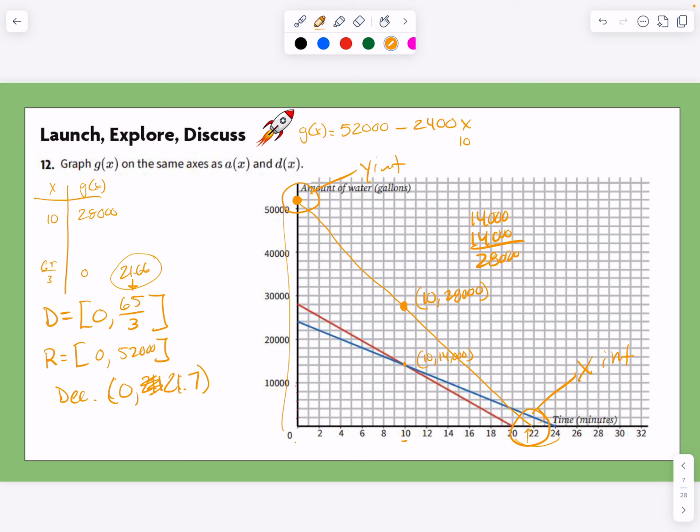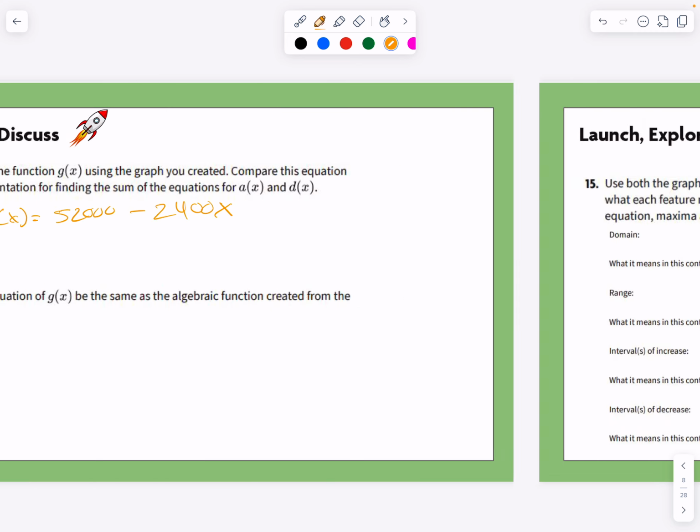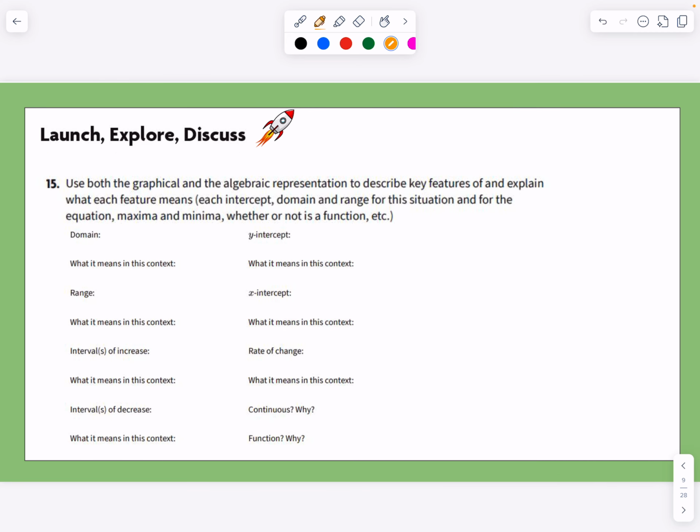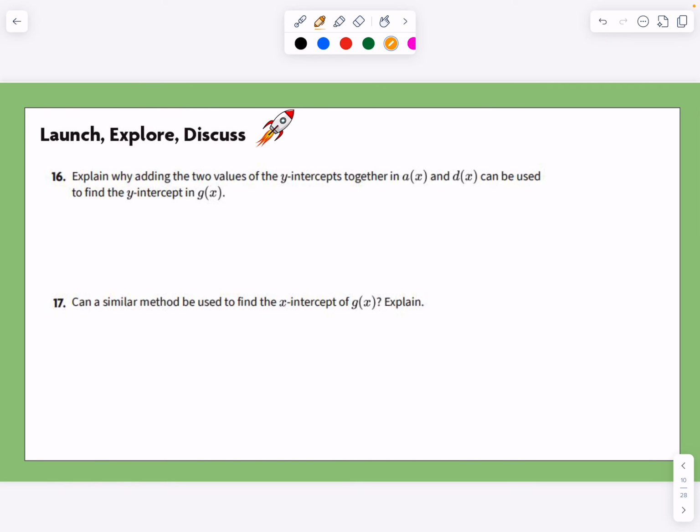Is there a rate of change? Yes, our rate of change is here, negative 2,400, which means that we are losing 2,400 gallons per minute with the pumps working the right way. And again, is it a function? The answer there is yes, because there's only one output for every input. So we're going to say yes there. So we went through a bunch of those questions there.